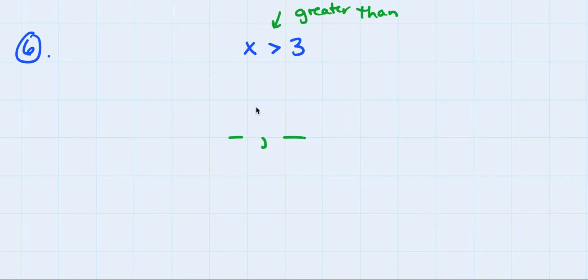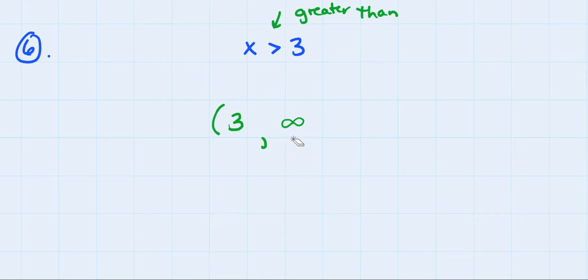The smallest number I can be is anything really, really close to 3, because 4 is greater than 3, 3.1 is greater than 3, 3.00001 is greater than 3. I can get really close to 3, but I cannot equal 3, so I put a parenthesis. But here, my upper limit, I don't have an upper limit, right? I can go to 4, 5, 6, a million is greater than 3, 2 million is greater than 3. So we go out to infinity.